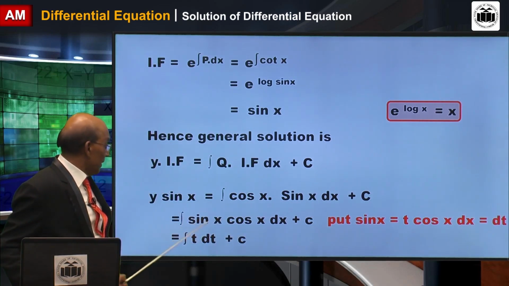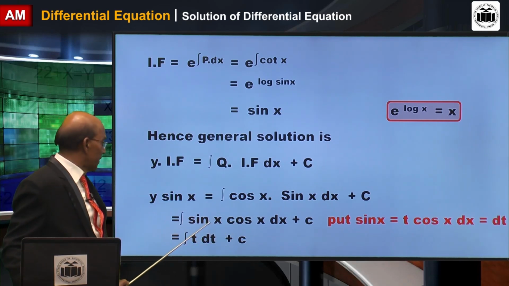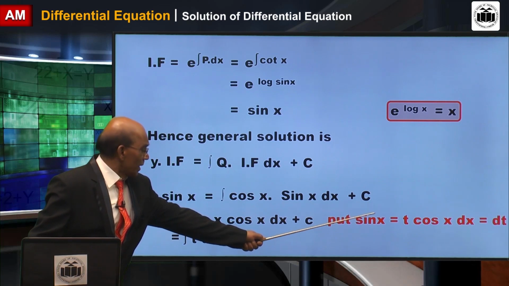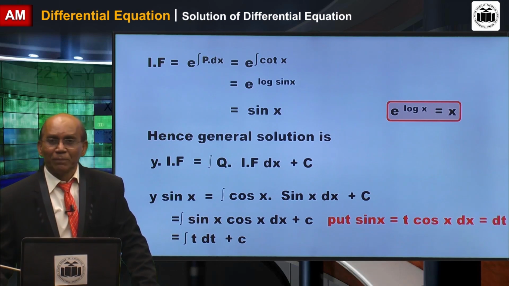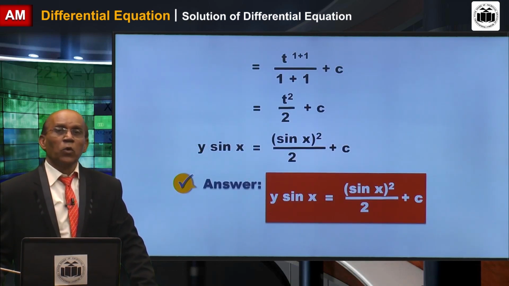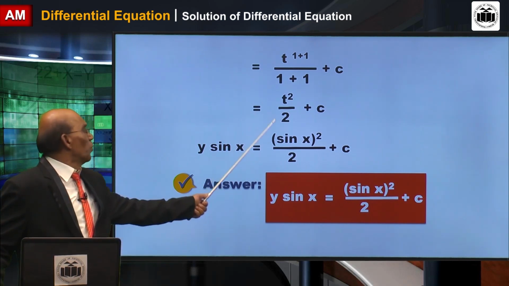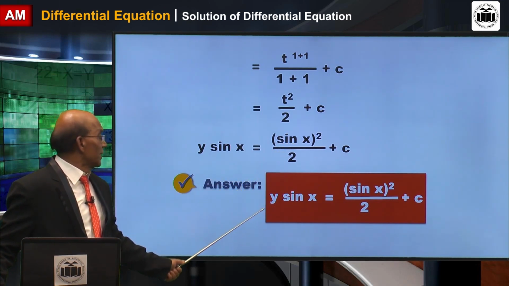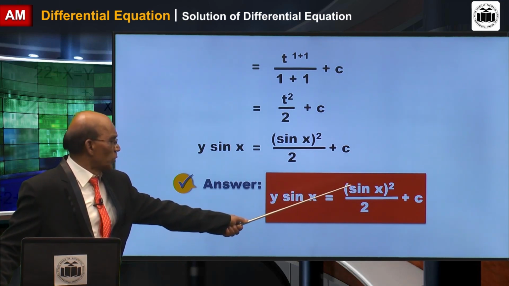Note it here, because without converting that expression in the standard form, we can go further, and by putting sin x equals to t, cos x dx equals dt, we can get one of the standard forms, integral of t dt plus c. So the integral of this one, by using the formula, is t square by 2 plus c, and again substitute sin x here. So your answer is y sin x equals to sin x whole square by 2 plus c.